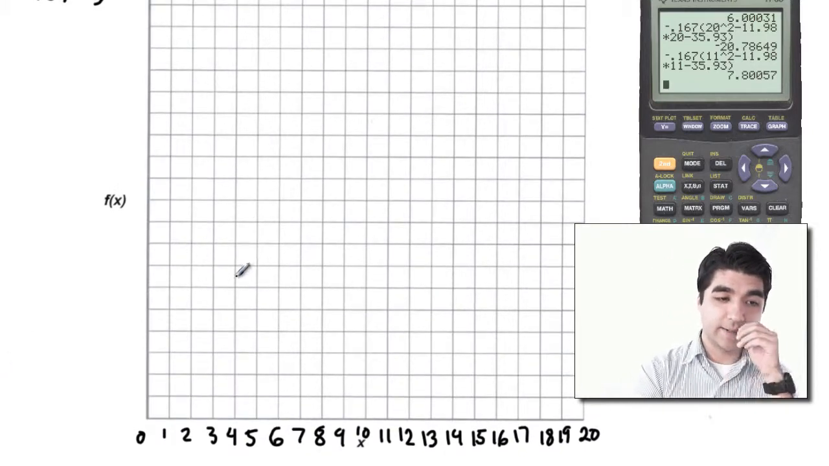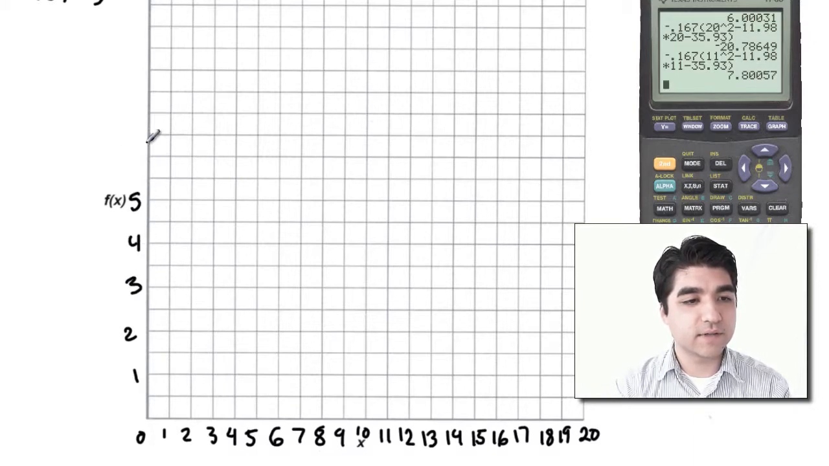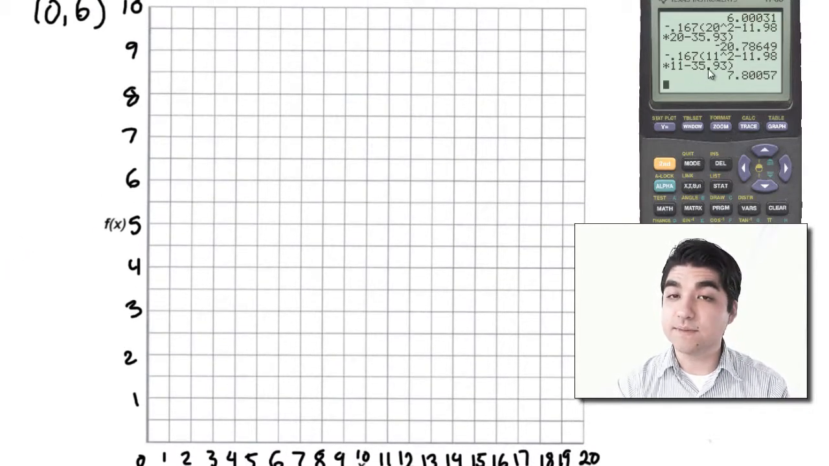So let's go by halves, every other one we'll put 1, 2, 3, 4, 5, 6, 7, 8, 9, 10. Okay, so there's our scales. Now let's put these points down. I put in 11 for x, and I got out 7.8. That's about right there.